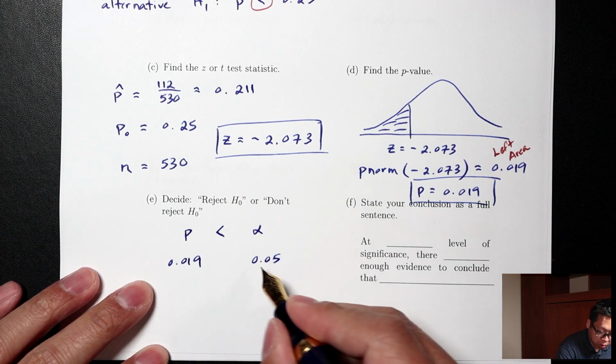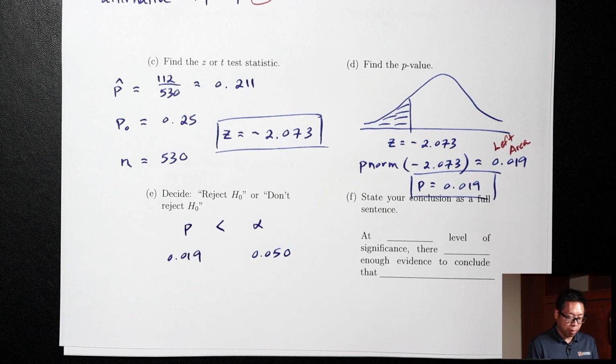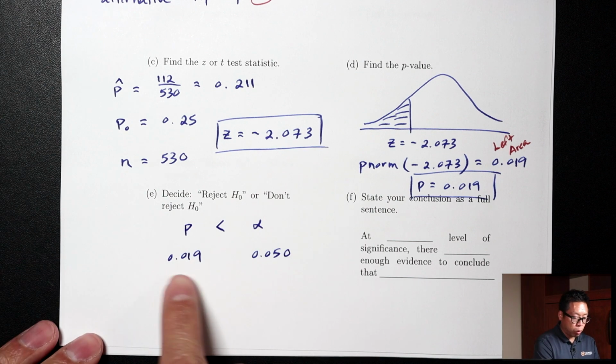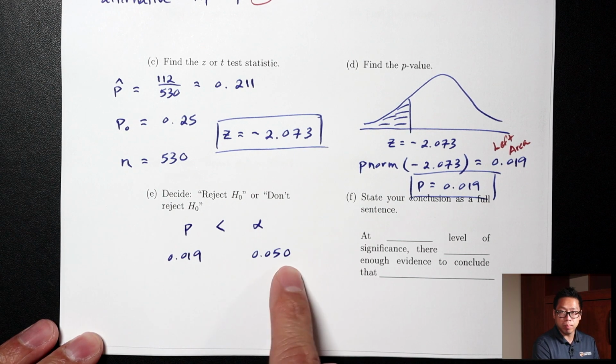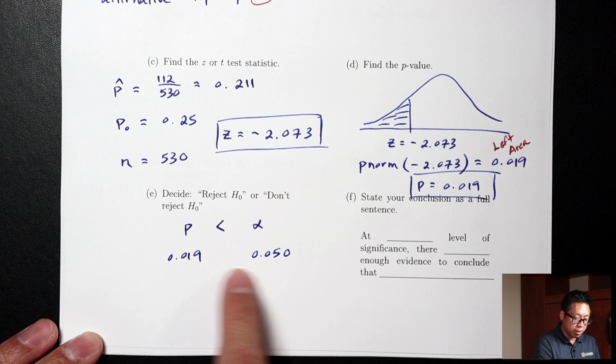So I'm going to add on a 0 to this 0.5, just because it makes it easier for me to compare. So we're comparing 0.19 versus 0.50. So basically 19 versus 50. Is 0.19 less than 0.50?